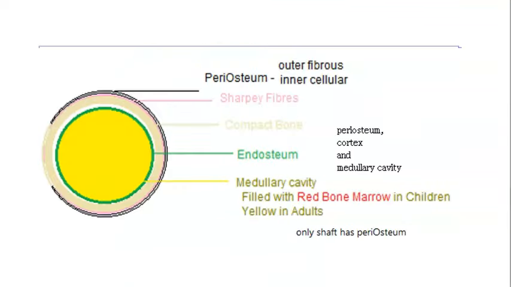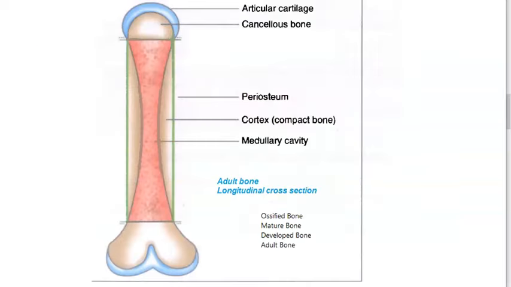Periosteum. See, if you take a cross section of a long bone in the middle, what you'll get? You'll get periosteum outside, Sharpey's fibers, compact bone, then endosteum, and inside that you have bone marrow. Actually, red bone marrow, and then in adults it will become yellow. Then you have the cortical bone and the cancellous bone.